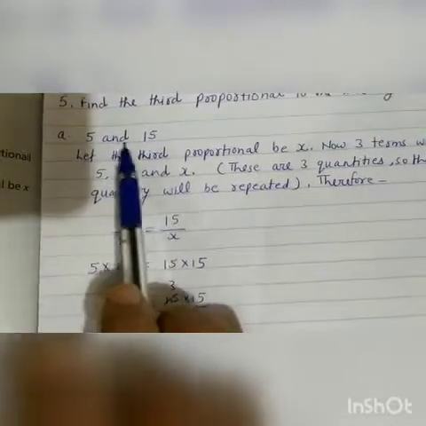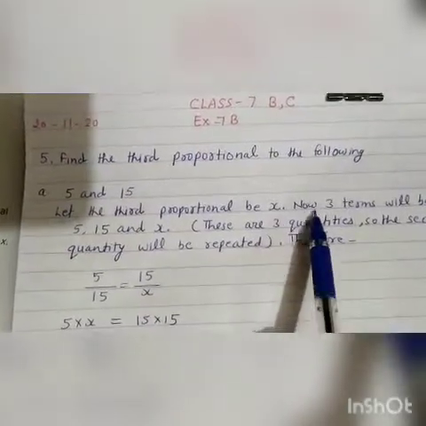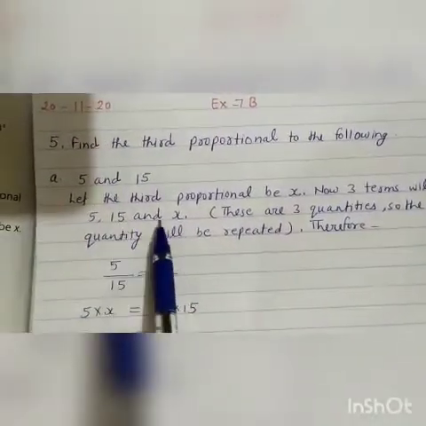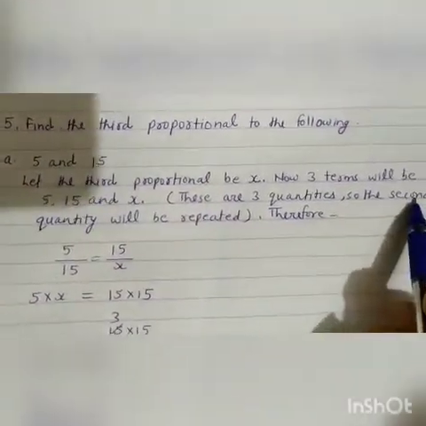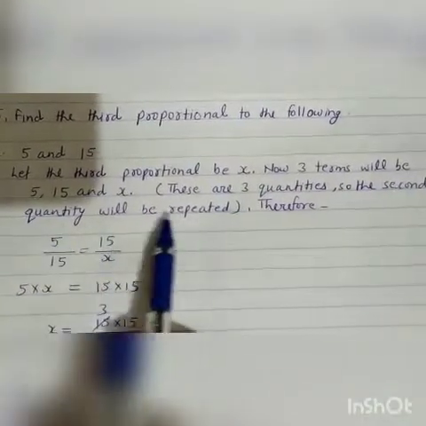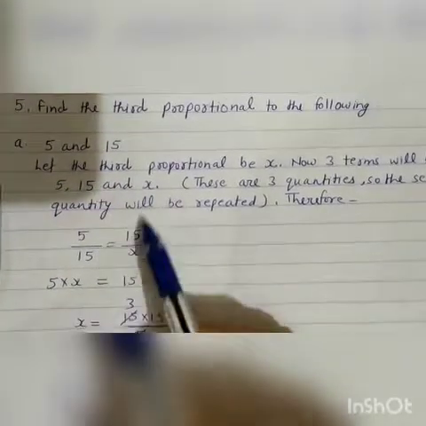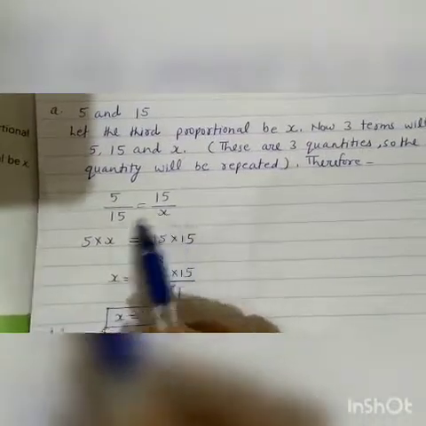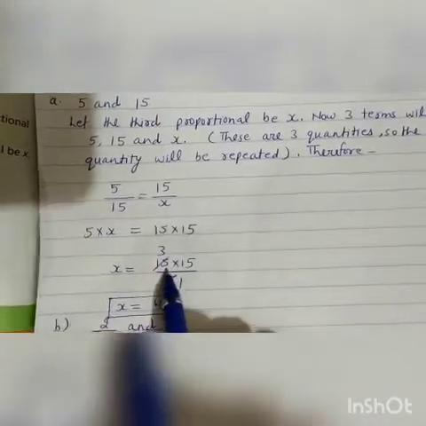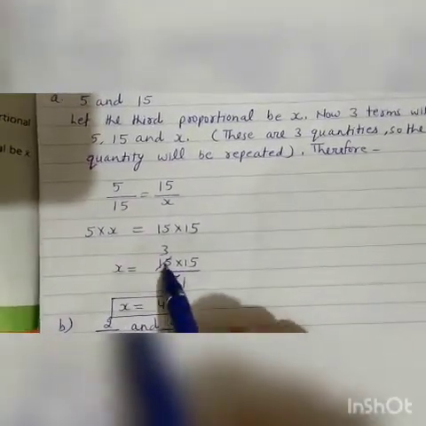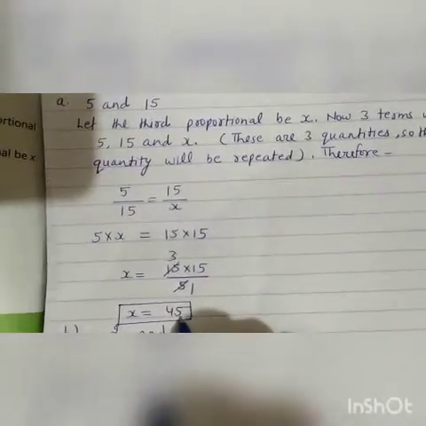Here 2 terms are given, 5 and 15. Let the third proportional be x. Now 3 terms will be 5, 15 and x. These are 3 quantities. So the second quantity will be repeated. Therefore, 5 upon 15 equal 15 upon x. Then by cross multiplication, 5 multiply x is equal 15 multiply 15. Then x is equal 15 multiply 15 upon 5. 5 ones are 5, 5 threes are 15. Then x is equal 15 threes are 45. So the third proportional will be 45.